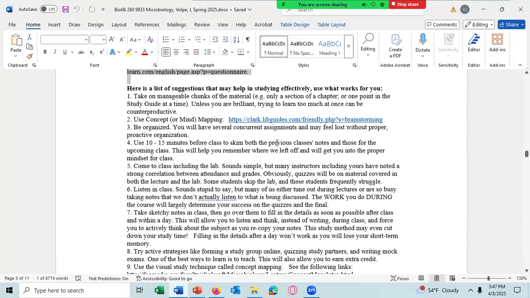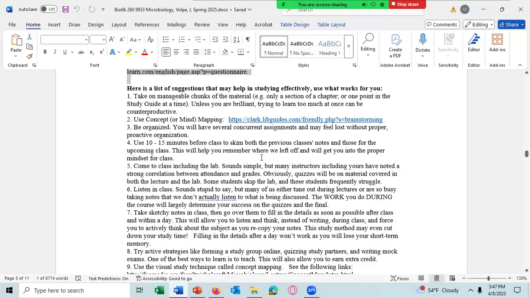Be organized. You'll have several concurrent assignments. You may feel lost without proper organization. Use 10 to 15 minutes before class to scan both the previous class's notes and those for the upcoming class. This will help you remember where we left off and will get you into the proper mindset for the class.